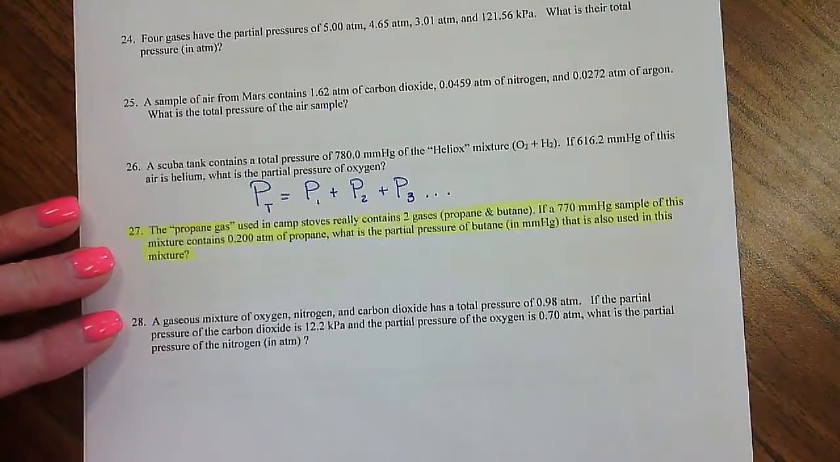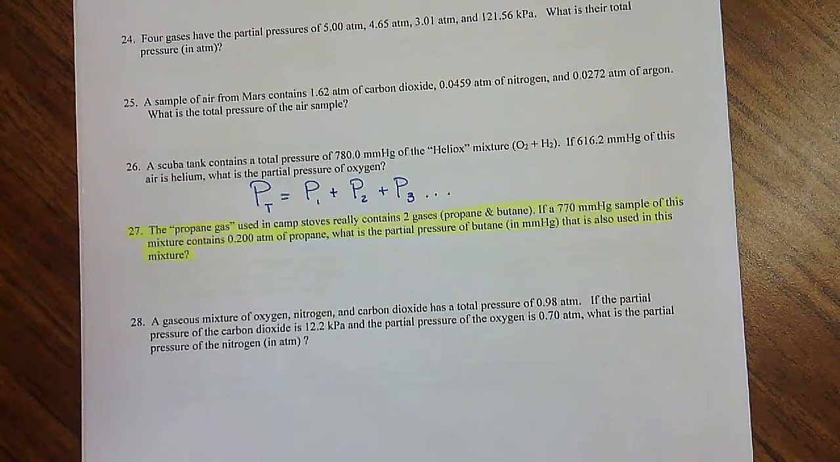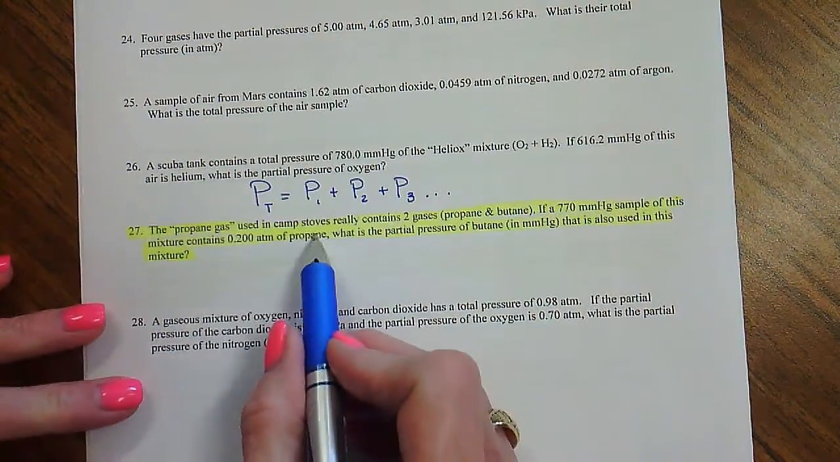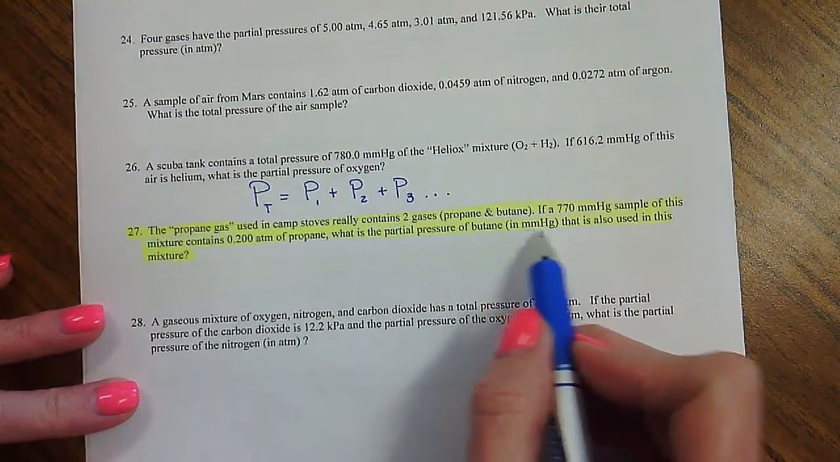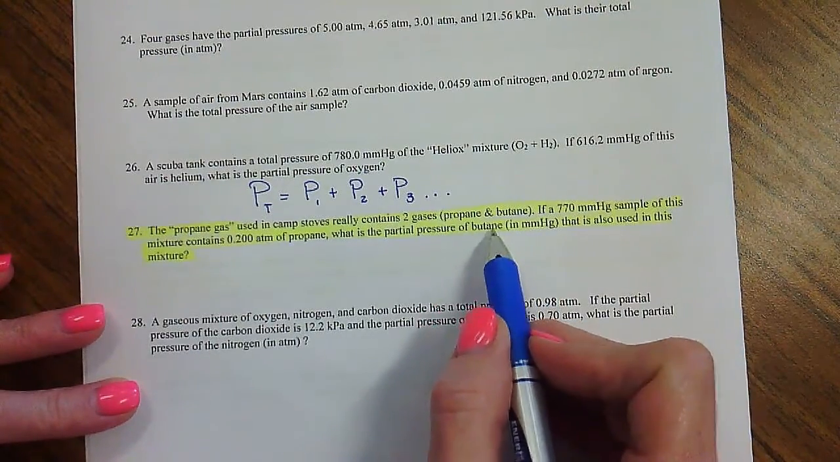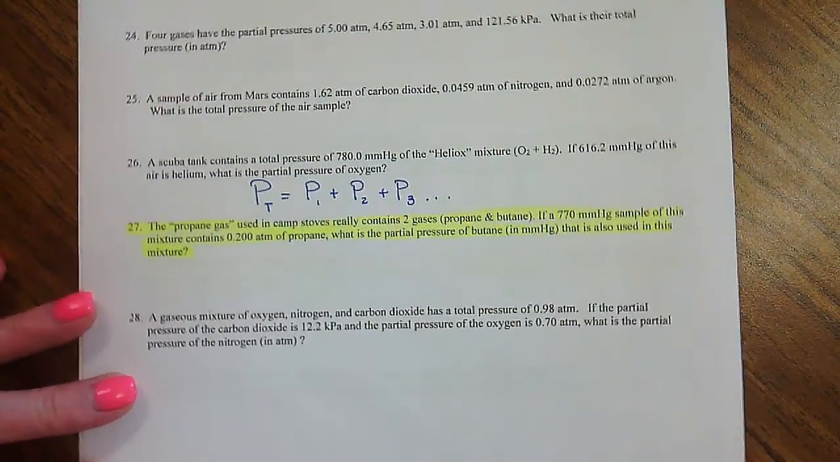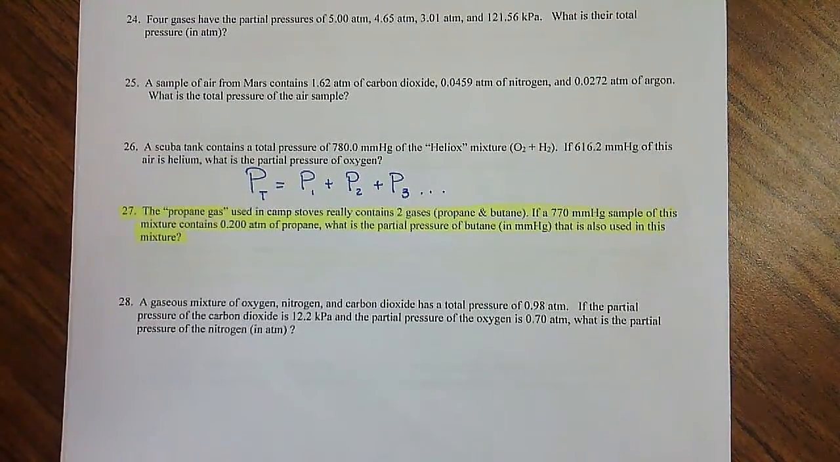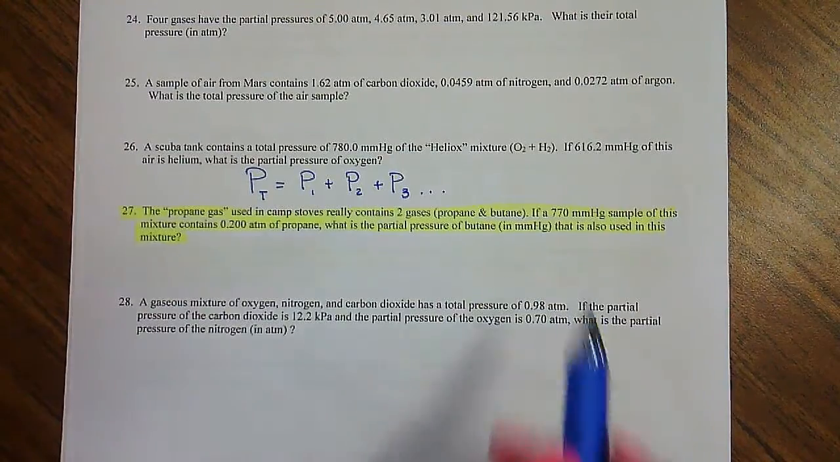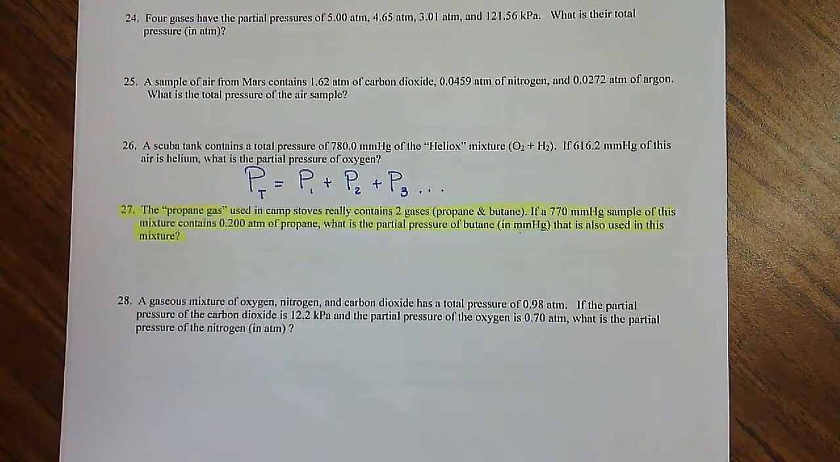Number 27, the propane gas used in camp stoves really contains two gases, propane and butane. If a 770 millimeters of mercury sample of this mixture contains 0.2 atmospheres of propane, what's the partial pressure of the butane? It specifies that I want the partial pressure of butane in millimeters of mercury. The deal with Dalton's Law of partial pressures is that all the pressures have to be the same unit, and in this case they're not.